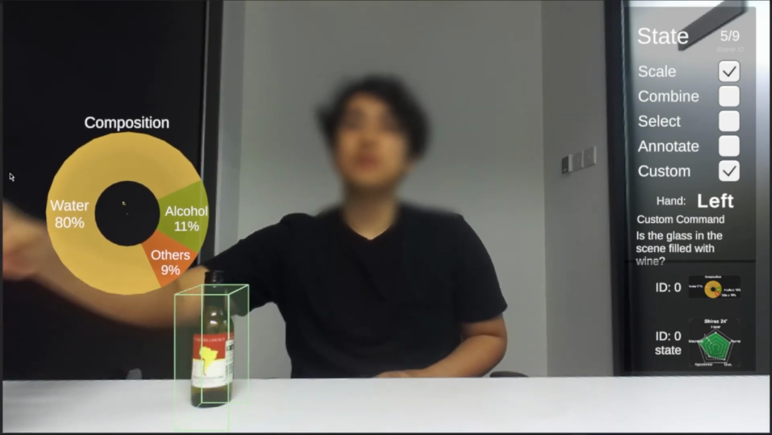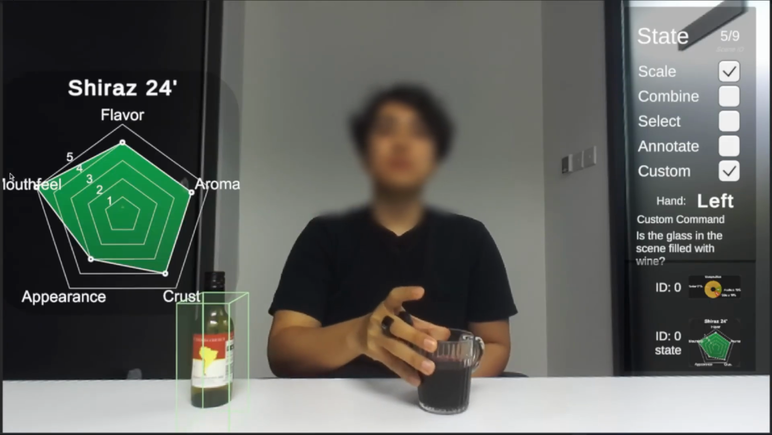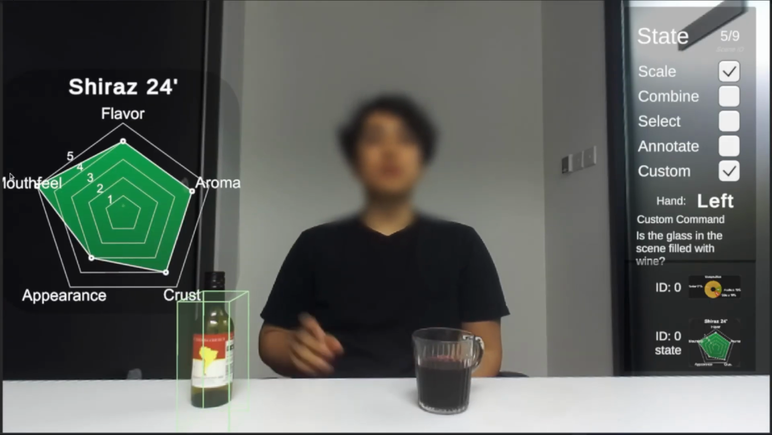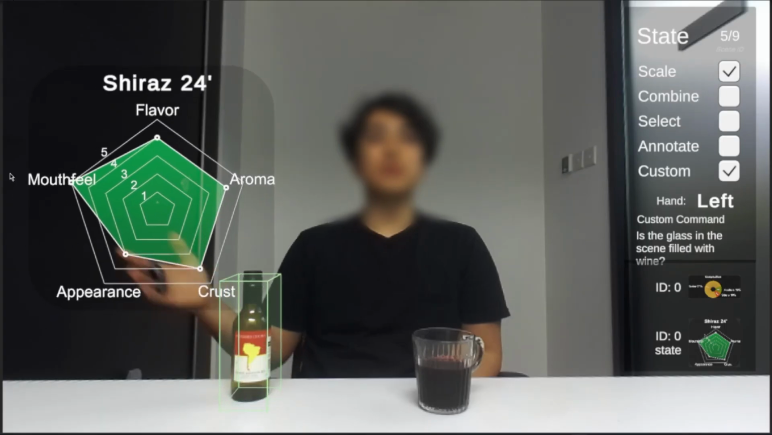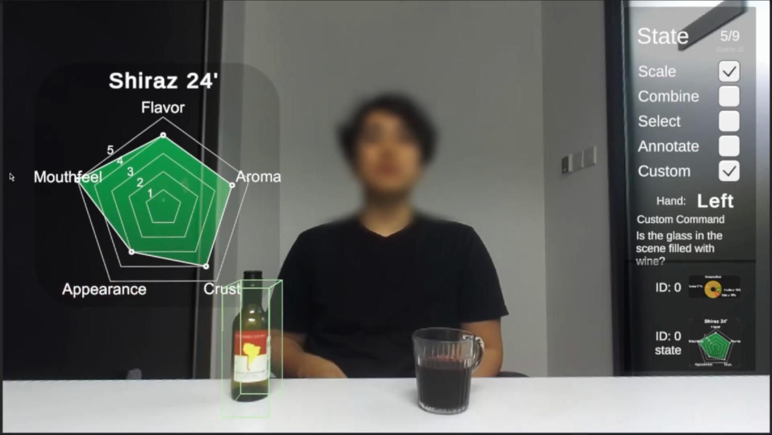Now, let's take a closer look at the wine itself. It is a beautiful color. This is a Shiraz wine, and it's particularly known for its mouthfeel, flavor and aroma.